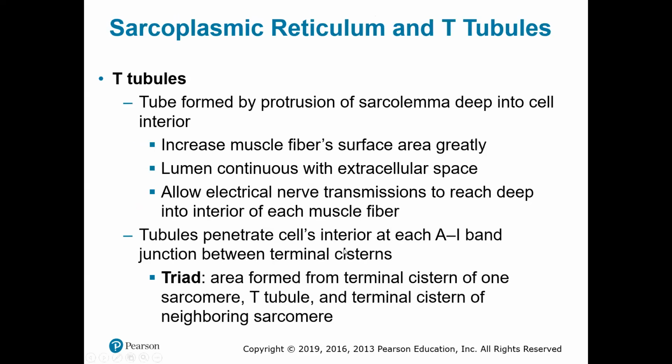Now the T-tubules, as I said, extend from the surface of the cell membrane, and they are in contact with every sarcomere. They increase the surface area so that a nerve signal that comes down the cell membrane will be able to come in contact with every sarcomere. We call the structure formed between the T-tubule and a cistern on each side a triad. Cistern just means a tank. It's a storage tank, like a well. The triad is the T-tubule in the middle, and all it's going to do is allow a nerve impulse to come down and open up the cisterns.